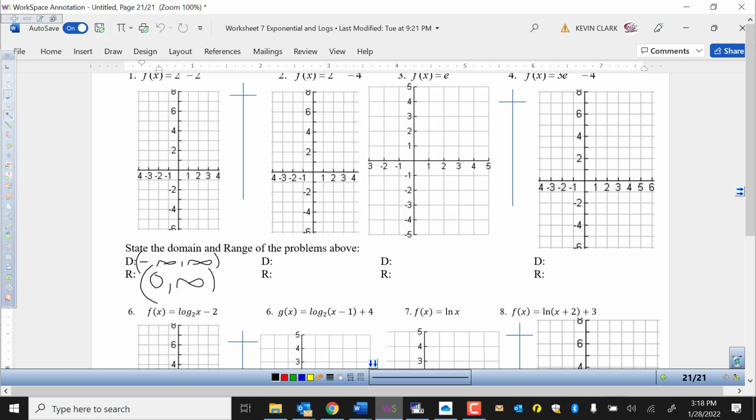Okay, but that's not the domain and range for this problem. This problem is dropped down 2, remember? So that changes my range by 2. It drops down 2, and it goes up to infinity. So dropping it down 2 changes your output just by a little bit.